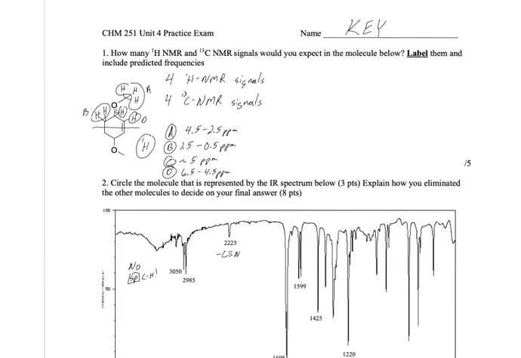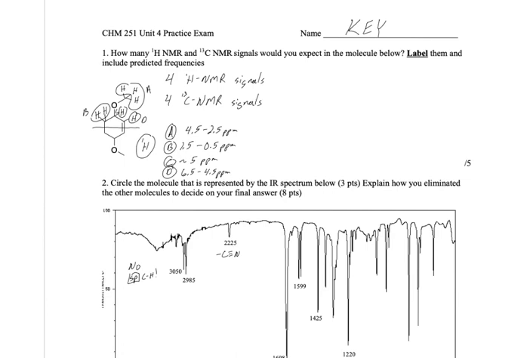All right. So for this one, how many proton and carbon NMR signals? Label them and include predicted frequencies. So again, this molecule has symmetry. That's one of the things you want to look for: are there places where a molecule has a mirror plane? In this one, they had four types of H's, A, B, C, and D.